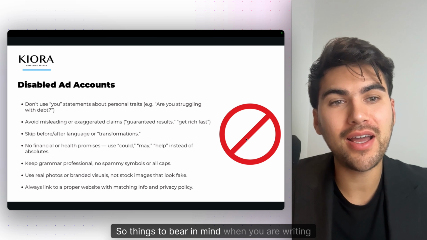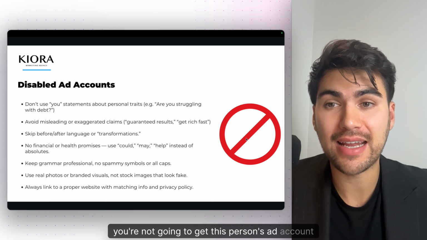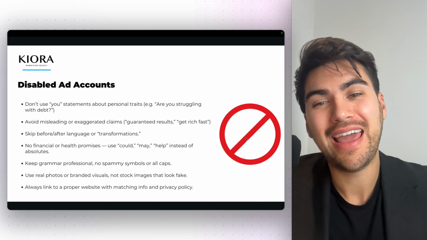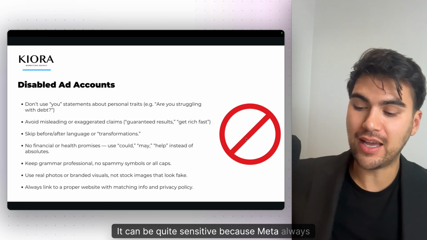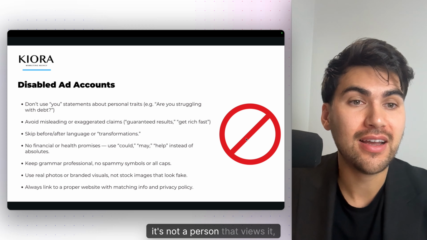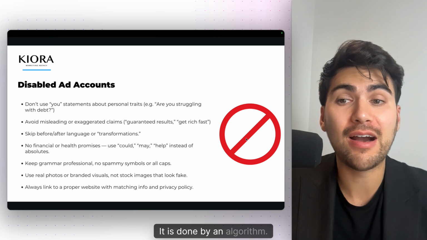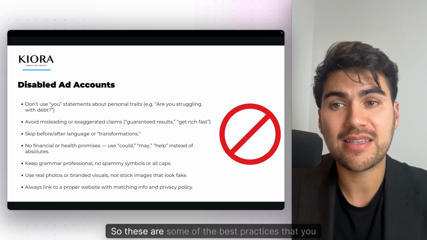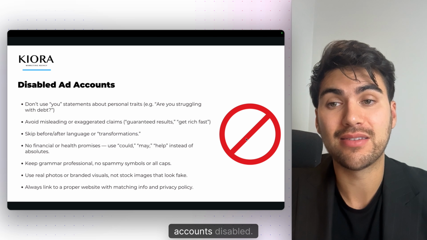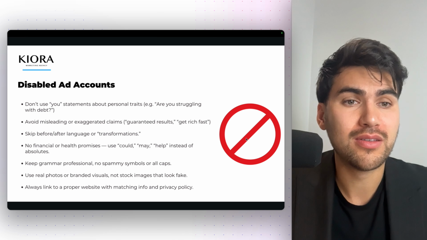So things to bear in mind when you are writing your ad copies is you need to make sure that you're not going to get this person's ad account disabled. Unfortunately, you're not allowed to let loose and write whatever you want. It can be quite sensitive because Meta always reviews the ad copy. And what sucks for us, it's not a person that views it with context related to the video. It is done by an algorithm, it's done by a robot. So these are some of the best practices that you should be following if you don't want to be getting your clients' accounts disabled. First off, you want to make sure that you're not using you statements.